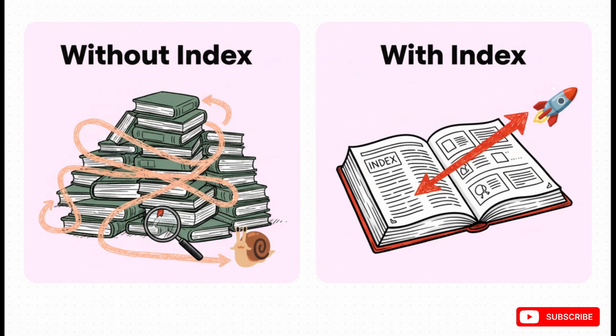Think about your database like it's a giant library, okay? Thousands of books. Without an index, trying to find one specific fact is like having to read every single page of every single book until you finally find it. It's exhausting and it is incredibly slow. But with an index, well, you just go to the back, look it up, and boom, you jump straight to the right page. It's the difference between searching and actually finding.